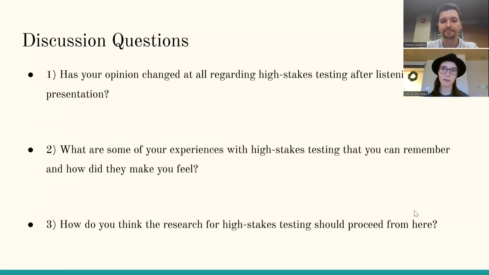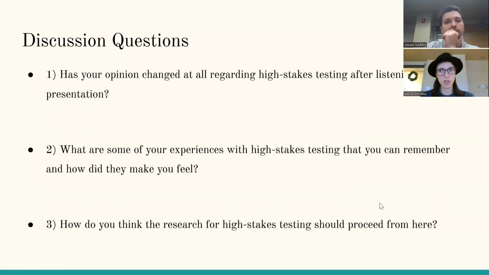So at the end of all of this, we made some more discussion questions based off of how people's opinions would possibly change now that they've heard pretty much both sides of the argument here. Has opinion changed at all? What are some experiences? And how do they think research could proceed from here? These were our questions meant for the class to be discussed, but we will very briefly instead give our thoughts here, and anyone watching can at least have some food for thought.